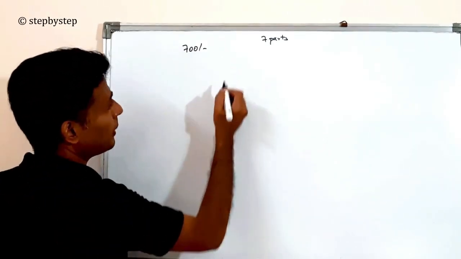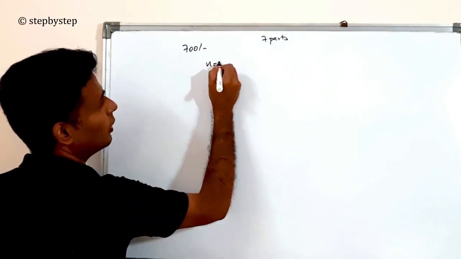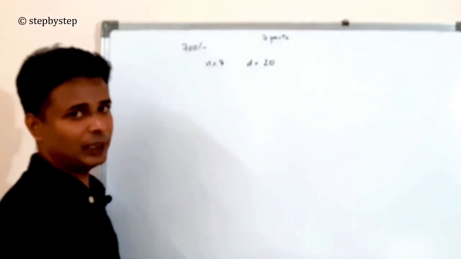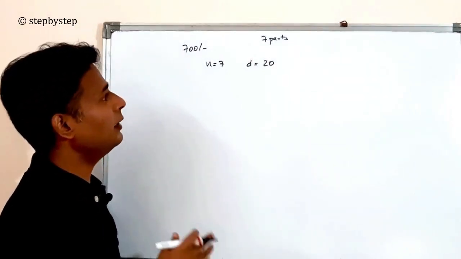So each prize is 20 rupees less, which means what is the 7 parts? N will be equal to 7, D will be equal to, either you can take it as 20 or minus 20. If you consider the top prize as the first term, then D will be minus 20.